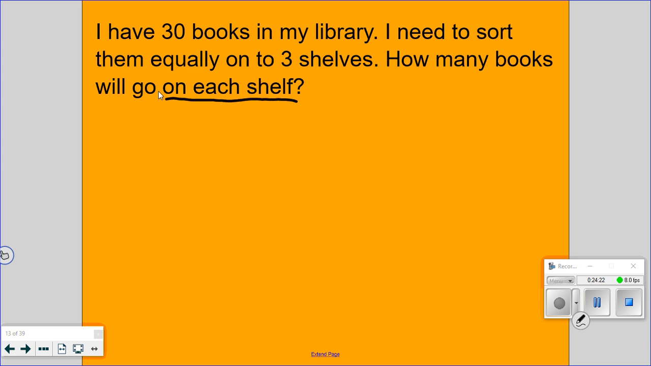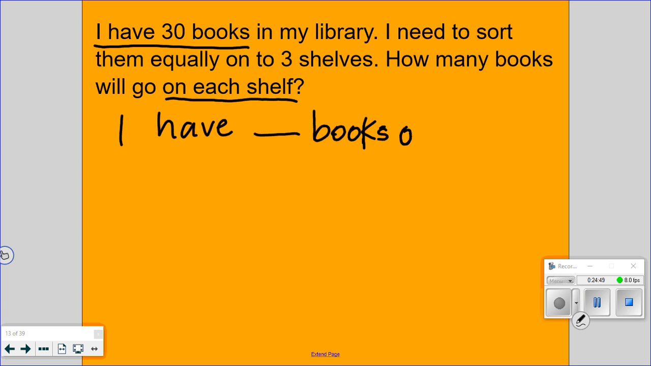I cannot just put that I have blank books, because I actually already know how many books I have. I have 30. This is pretend. So I need that last chunk in my sentence. I have blank books on each shelf. That word each is incredibly important. Make sure you have it in your answer sentence.